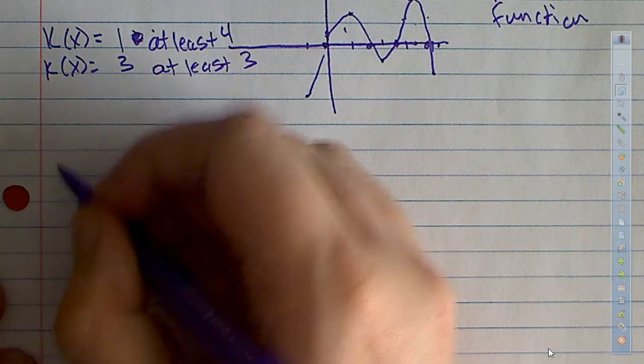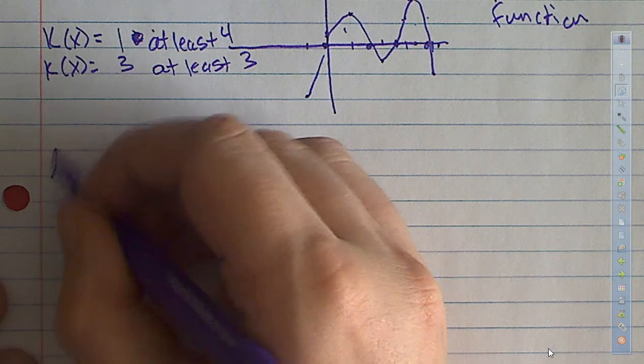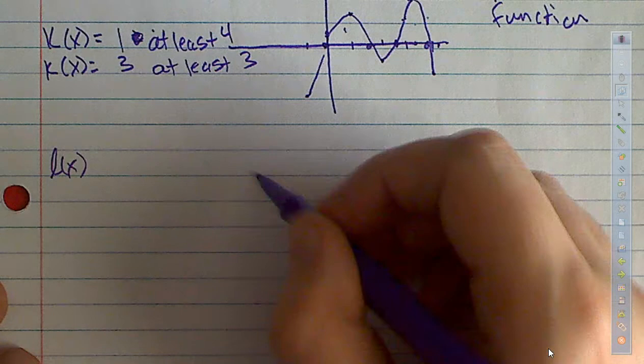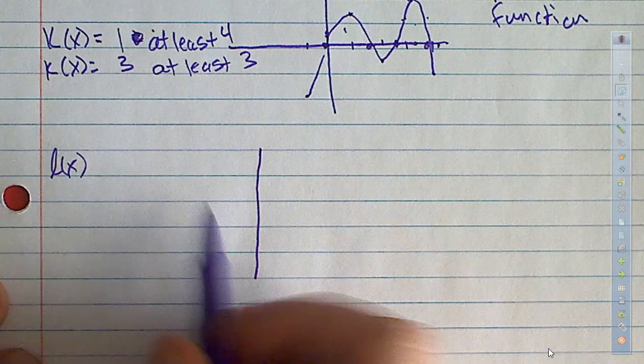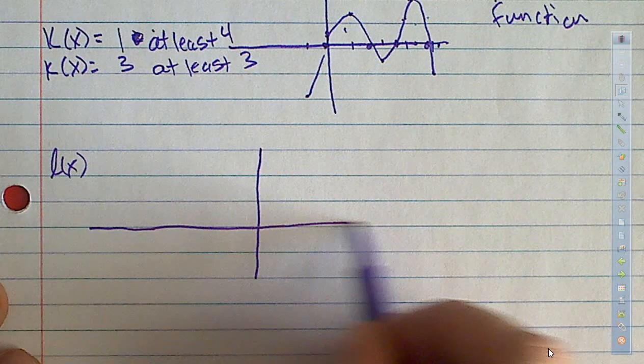Now let's say I have another function here. I'm going to call it L of x. And L of x, I'm not going to give any numbers to. I'm just going to show you generally what it looks like. Well, no, I will give numbers.